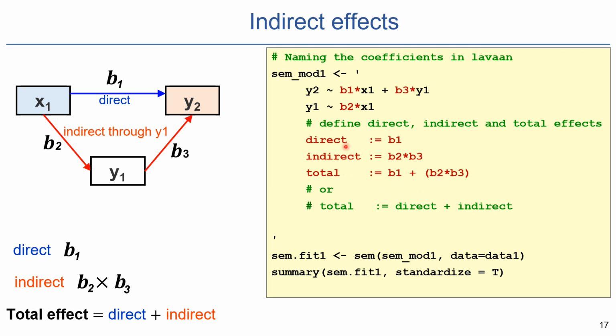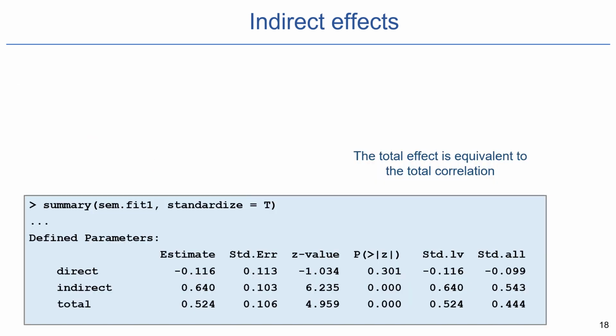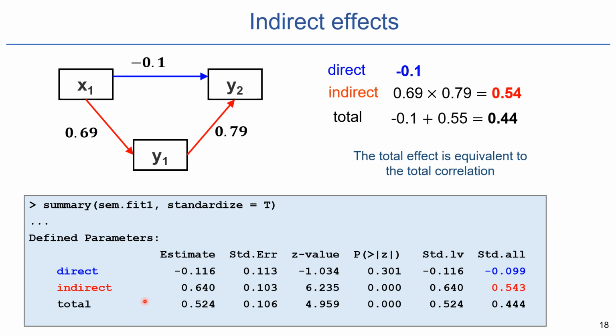When we have this direct and indirect defined here, instead of this line, we can simply use total equal direct plus indirect. And then, of course, I refit my model using data and ask summary. And now the output table will also give us results for our defined parameters, which are our direct, indirect, and total effect. And if we compare them to our hand calculations, you can see that they are totally equal.